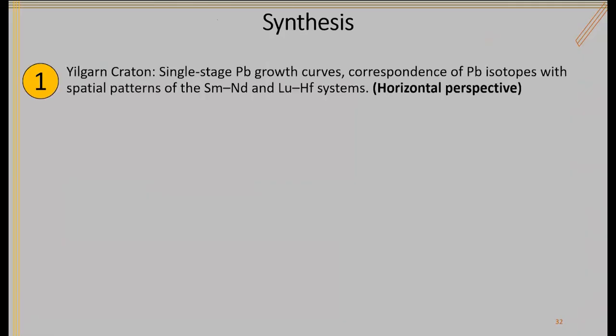For the first chapter, I would say single-stage lead evolution curves can nicely approximate lead evolution in the Yilgarn craton, and there's a correspondence of lead isotopic signatures with spatial patterns of the samarium-neodymium and lutetium-hafnium isotope systems, classic source tracking tools. That's the horizontal perspective.